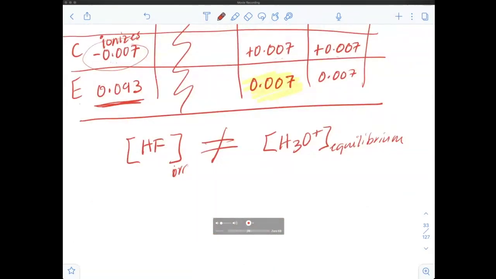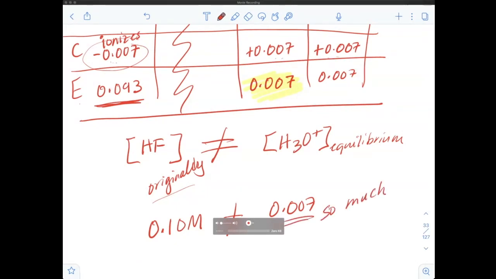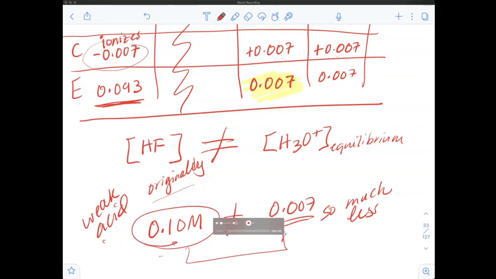Over here, I want to use the same terminology. The amount that we had here originally or initially was 0.10, and then the amount that was made at equilibrium was 0.007. So you can see they're not equal to each other. This one here is so much less, and that's why we say this is a weak acid. Because for it to be a strong acid, this number here has to match this number.